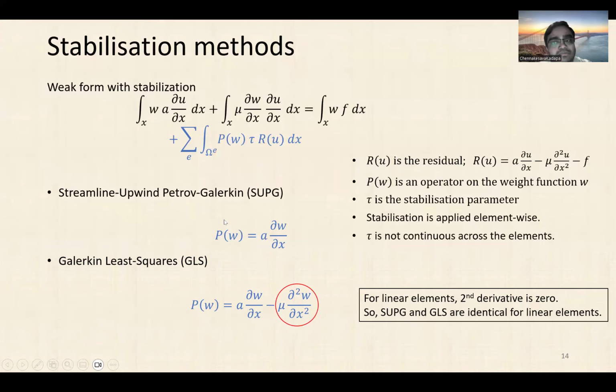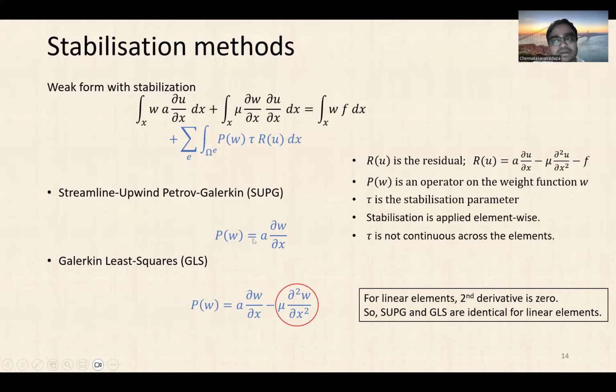So we can say, for linear elements, we can say we are using SUPG or we are using GLS. It's all the same. But for higher order elements, for which the second derivatives do exist, these methods differ in the higher order terms. Okay. So these are the SUPG and GLS stabilization methods.